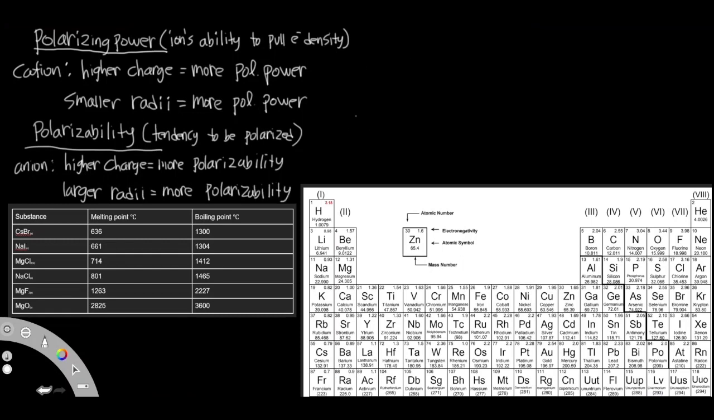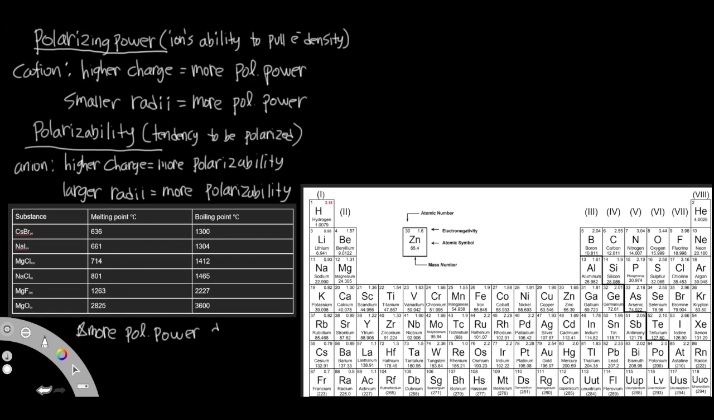So I'm just going to put a little disclaimer down here for polarizability. If there is more polarizability and more polarizing power, this is going to increase covalent character, which you should know is just the opposite of the ionic character. So more polarizing power, more polarizability means it is more covalent, a higher covalent character.